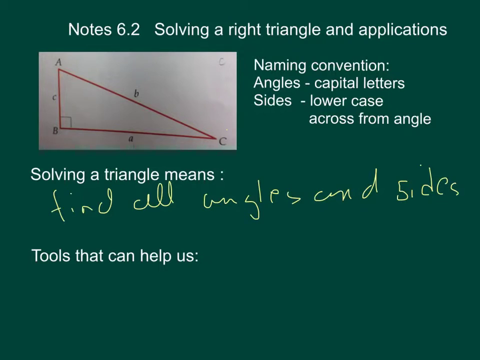Lowercase b is opposite angle B, lowercase c is opposite angle C. Tools that can help us solve a right triangle include the Pythagorean theorem. In this case it would be a squared plus c squared equals b squared. Pay attention, it's the sides squared, their sum is equal to the square of the hypotenuse. We also know that the sum of the angles in a triangle is 180 degrees.